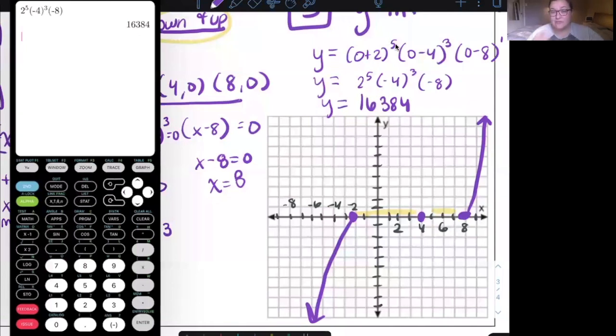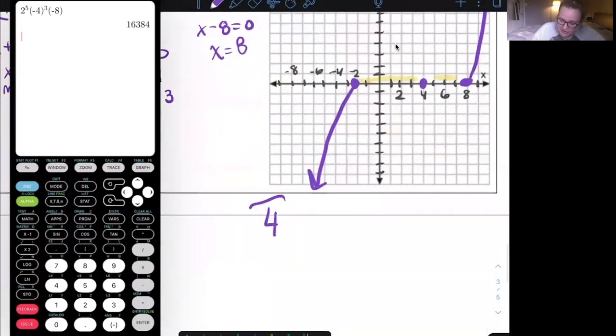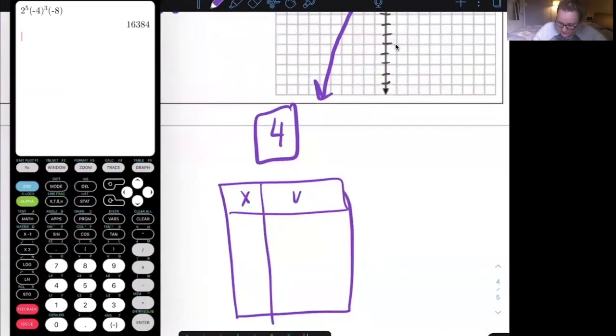All right, so for this y-intercept, I found it will happen at 16,384. And I'm going to wait to graph it because I want to see what happens between my x-intercepts to figure out what I need to label my scale on my y-axis. So let's do step 4 before we graph our y-intercept. Remember, step 4 is to find extra points as needed. So make yourselves a little table.